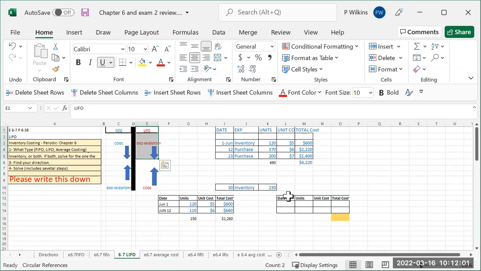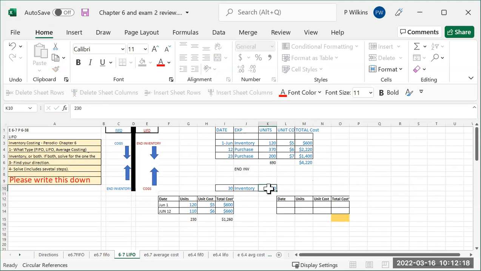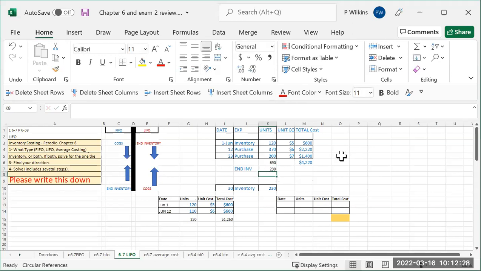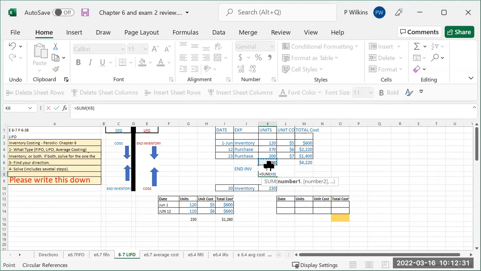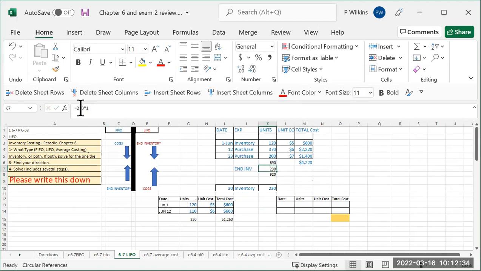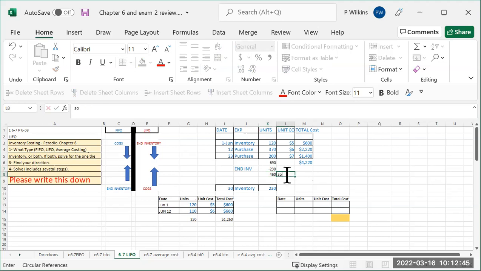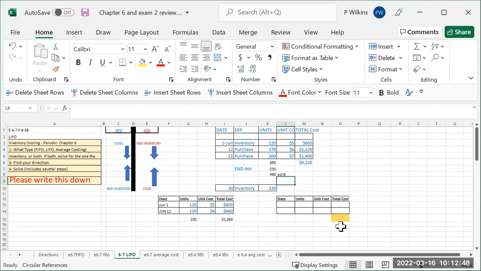Now we're going to do cost of goods sold for LIFO, which is bottom up. How do we know how many were sold? They don't tell us, but if we take the total we started with, which was 690, minus the ending inventory, which they gave us, 230, we get 460. So 460 units is what was sold.